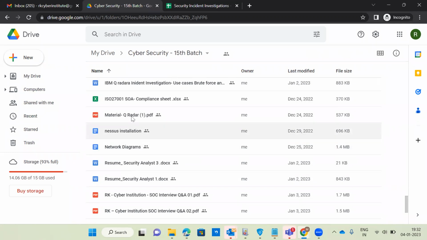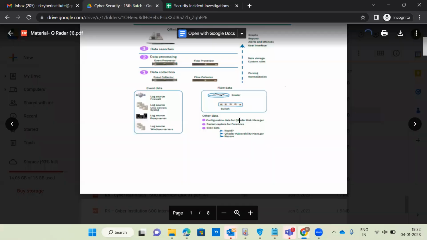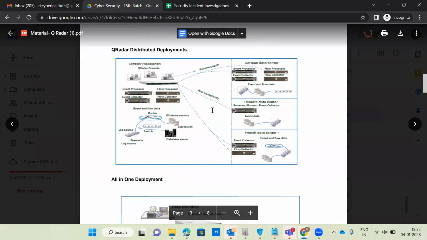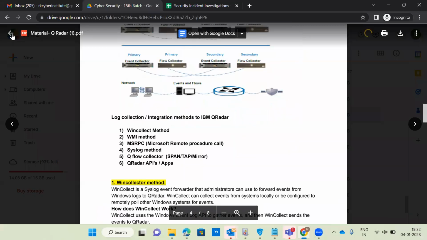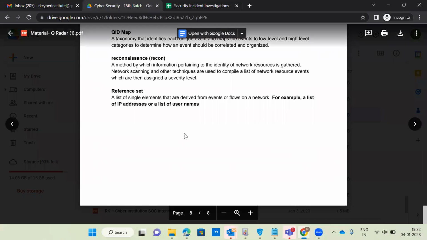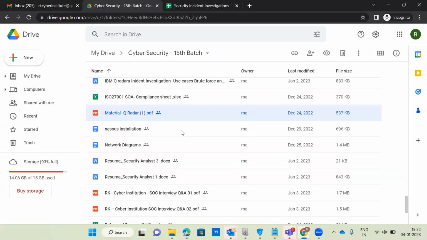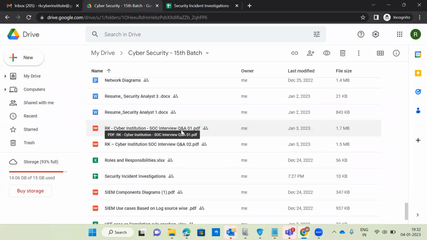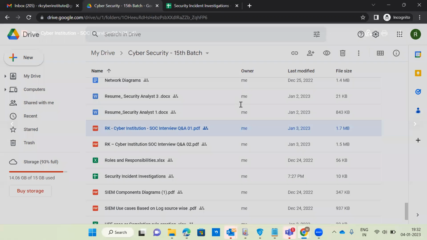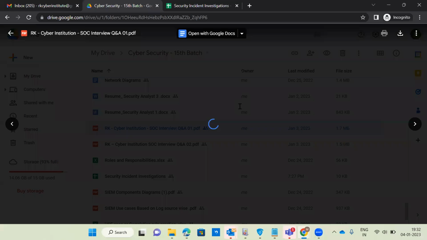Coming back to the material, the QRadar material has everything I provided: the important interview questions, log integration methods and so on. Please go through this also. The next one we attached yesterday. These are from multiple interview questions from multiple companies. Whoever attended more than 100 companies, we gathered those companies' interview questions and finally I made this document. Please go through it. All of these are previously asked interview questions from multiple companies.